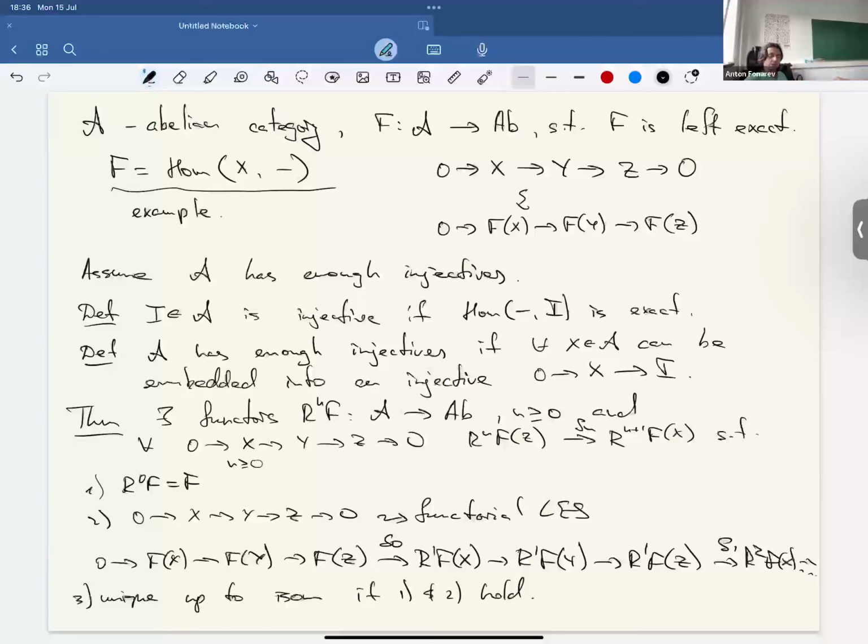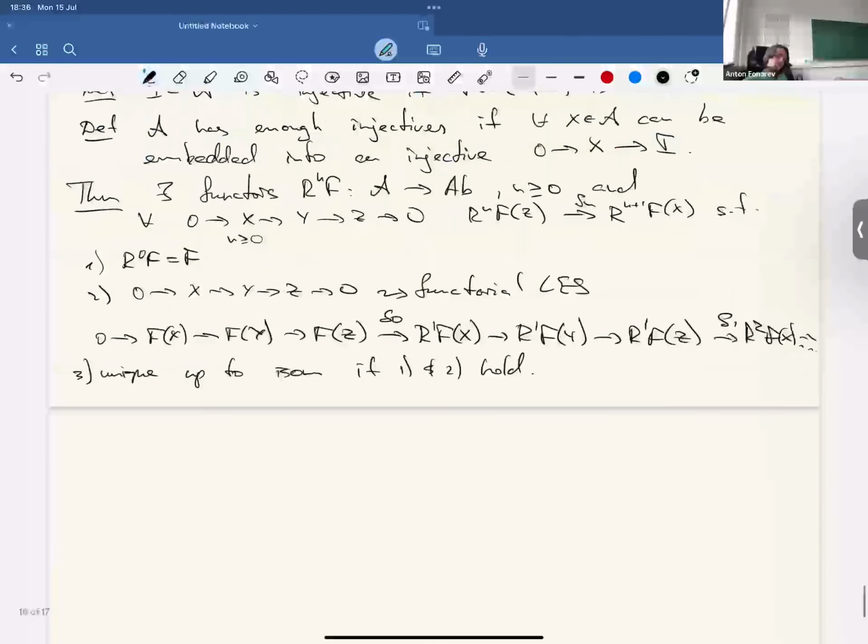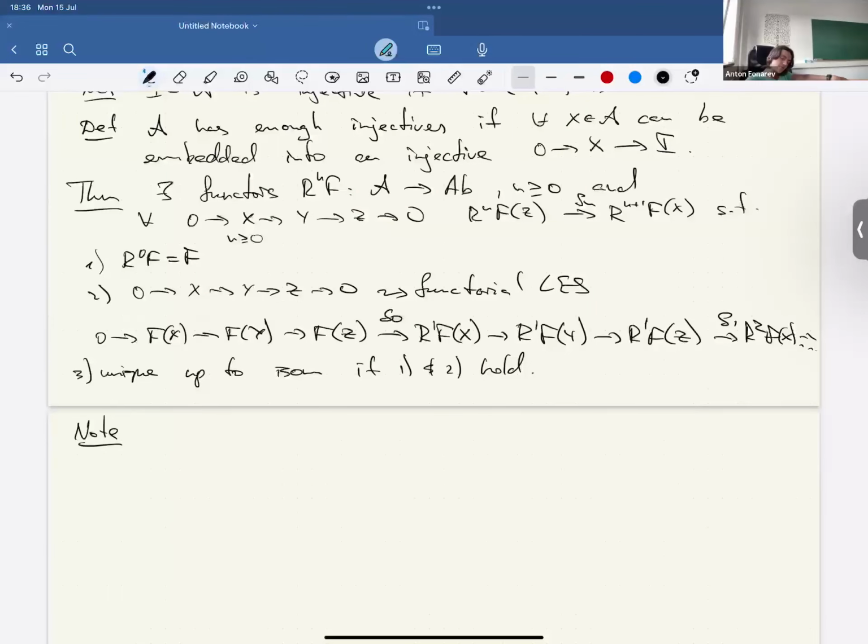Okay. So what is the construction? The construction is rather bizarre. You start with your object X, you embed it into an injective I0, then you take the quotient and denote this by X1. Then you take X1, embed it into I1, you take the quotient X2, etc.